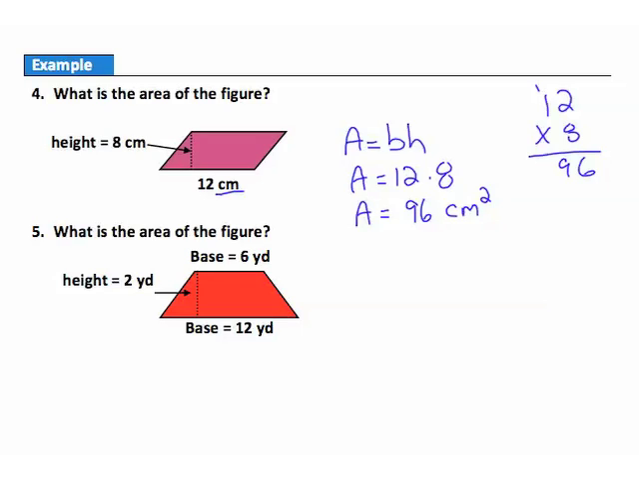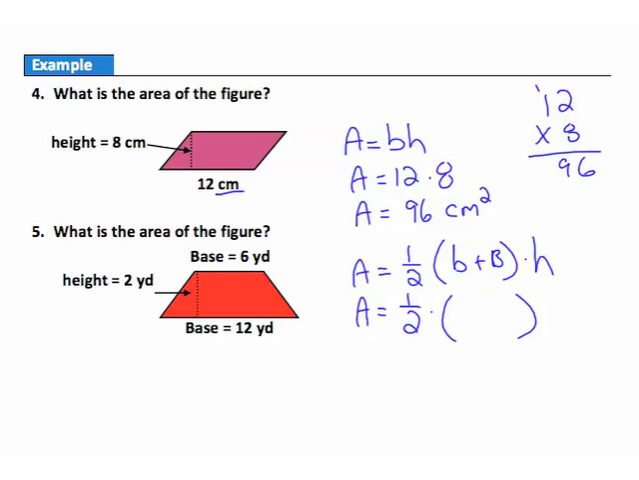Example 5. What is the area of the figure? Well, in this case, we only have one set of parallel sides. So this figure is a trapezoid. And so we want to use the formula for finding the area of a trapezoid, which is 1/2 the two bases added together, and we're going to multiply that then times the height. So let's take a look. 1/2, we're going to multiply that. Let's take a look at these two bases. One of these bases is 6 yards. The other base is 12 yards. So I'm going to have 6 plus 12. The height is 2. So I'm going to multiply outside here by 2.